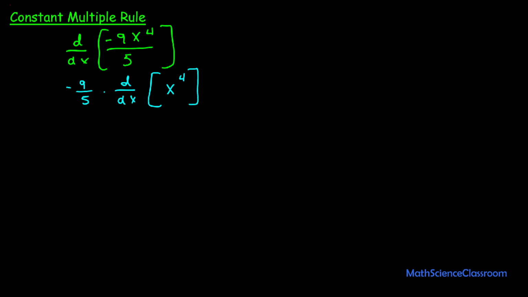Apply the power rule. So next is negative 9/5 times 4 times x to the 4 minus 1. And then we solve. So we have negative 36 over 5 x to the third power, or negative 36x to the third power over 5.